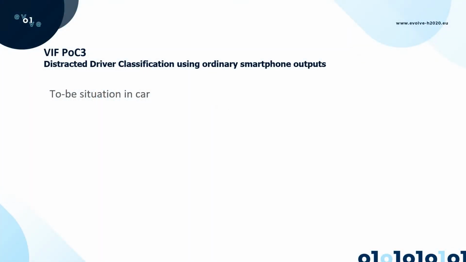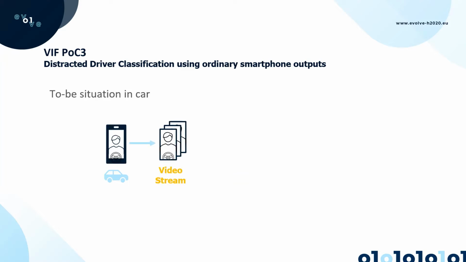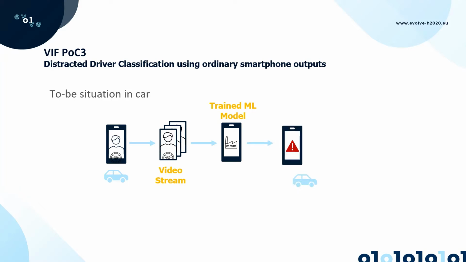The situation could be like this. Imagine that you are sitting in your car. Your smartphone is placed in front of you and records your driving. A video stream is created. This video stream will be sent to a trained model on your smartphone. An app uses this model to detect if you're distracted or if you're focusing on the driving task.